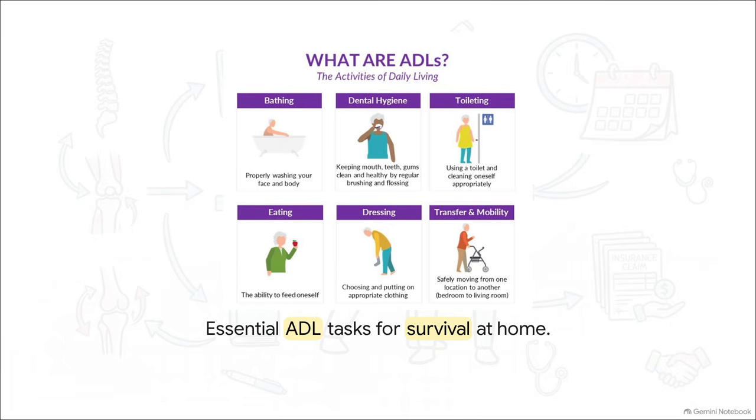These include bathing, dental hygiene, toileting, eating, dressing, and transfer and mobility, like just safely moving from the bedroom to the living room couch. These are strict fundamental survival activities. Deficits in any of these areas represent severe functional limitations. When a therapist documents that a patient cannot safely transfer from a bed to a chair, that strongly, undeniably justifies the medical necessity for physical therapy.